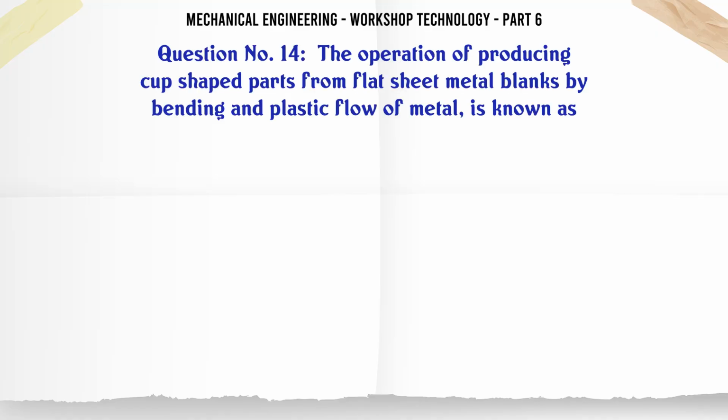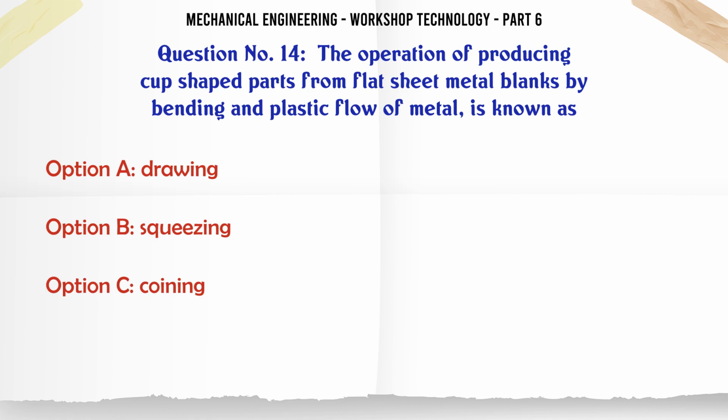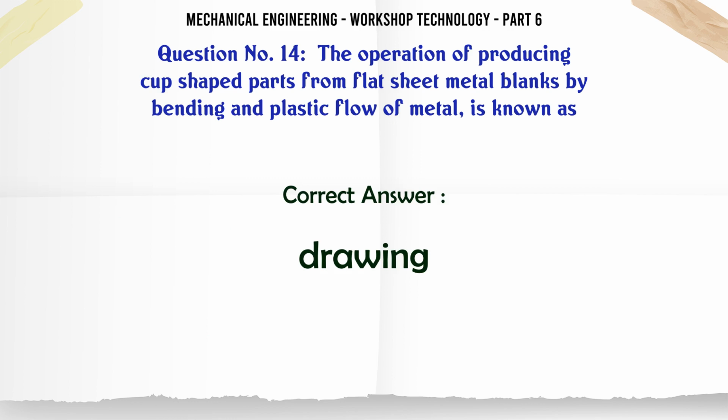The operation of producing cup-shaped parts from flat sheet metal blanks by bending and plastic flow of metal is known as A. Drawing. B. Squeezing. C. Coining. D. Planishing. The correct answer is drawing.